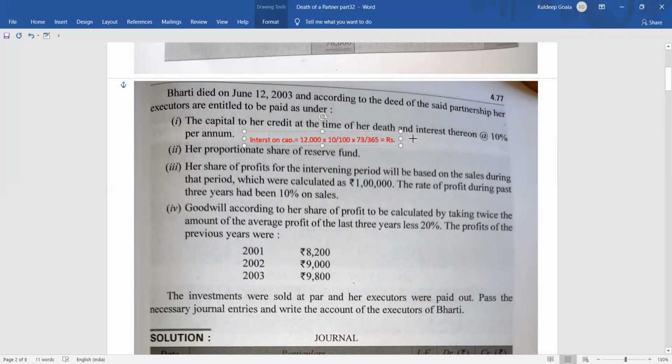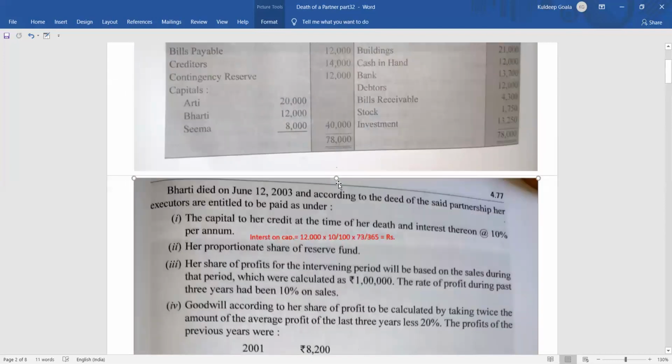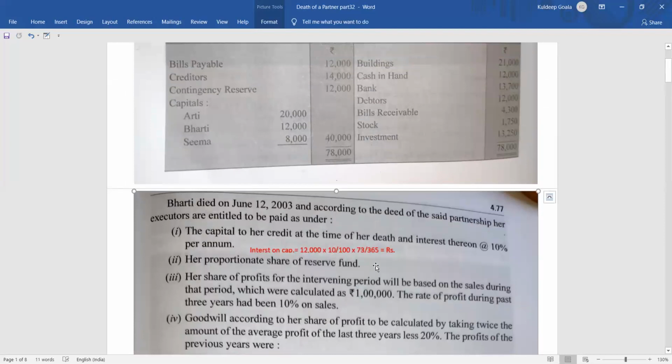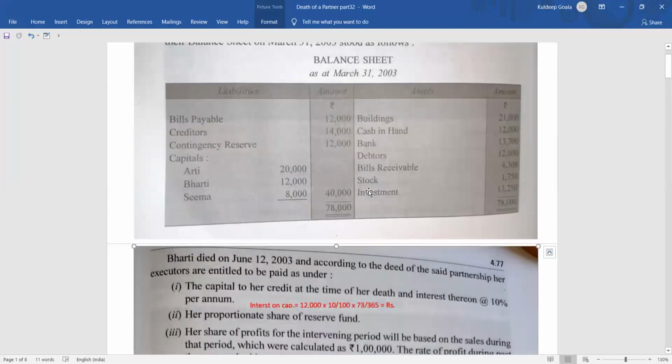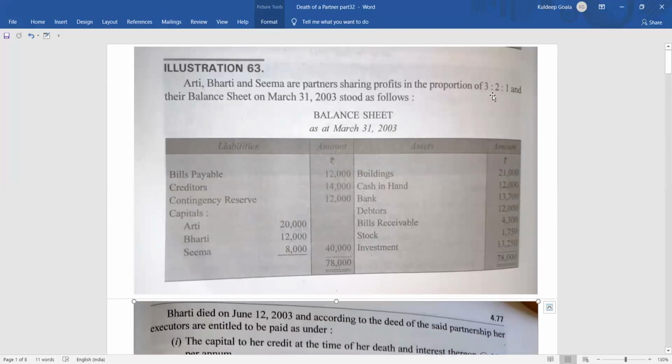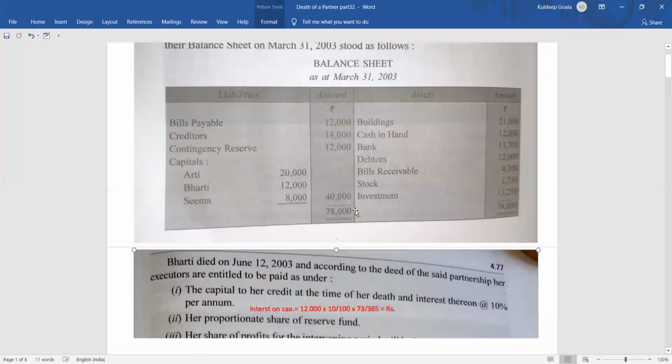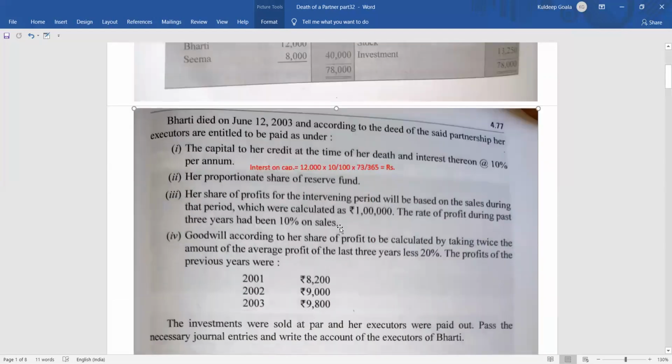So after it is done, then we can go to the next one, that is her proportionate share of reserve fund. Her proportionate share means how much is her share? Her share is 2 by 6. So 2 by 6 of 12,000 will be how much? It is 4,000 rupees. That will be her share of reserve.